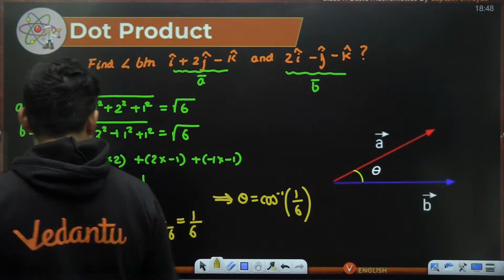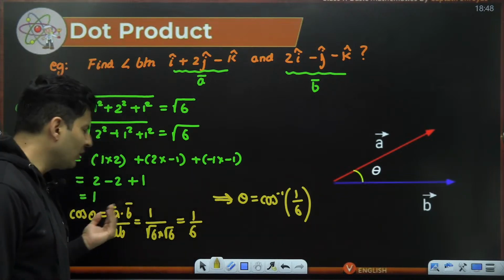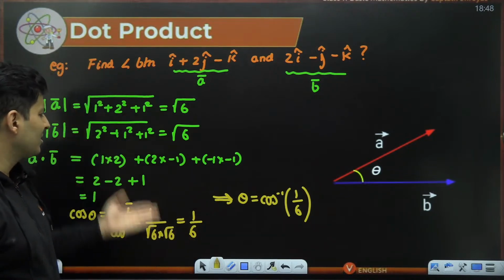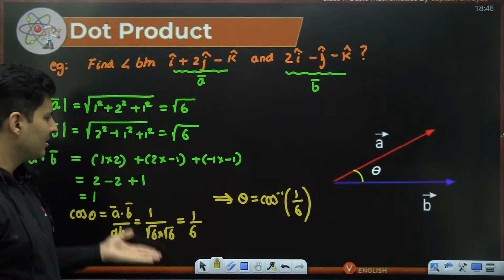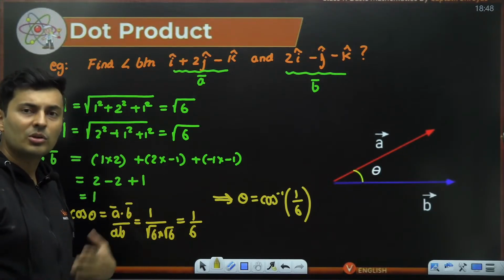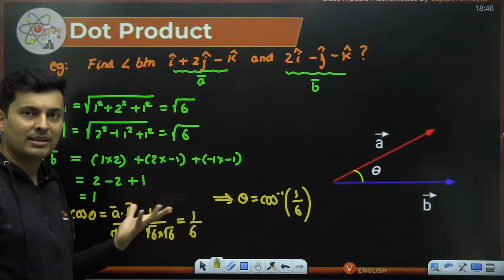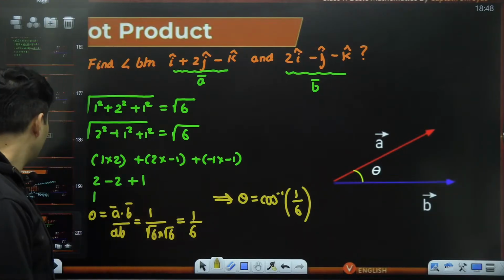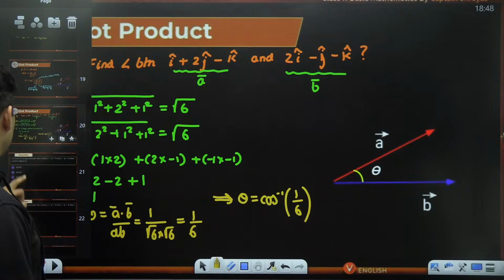Sir, any trick to find it easy and fast? Just dot product is very easy, man. It doesn't take much time. It is just that I'm explaining it for the first time over here for you guys, so it feels lengthy the first time you see a problem, but actually it is not. Okay, so let's do some questions now.